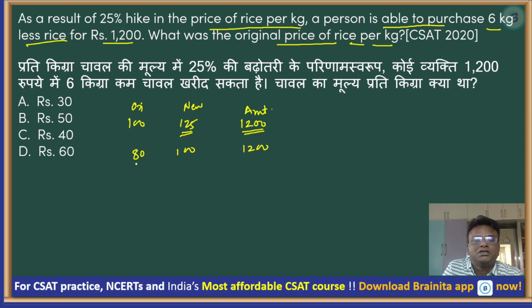Right? Original price is 80, increased by 25% becomes 100, and he is able to buy full amount of rice in 1200. So in 80 he is able to buy, right, 15 kg, and in 100 he is able to buy 12 kg.